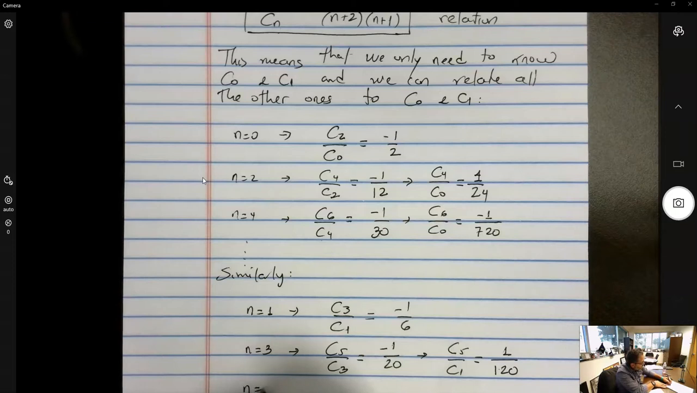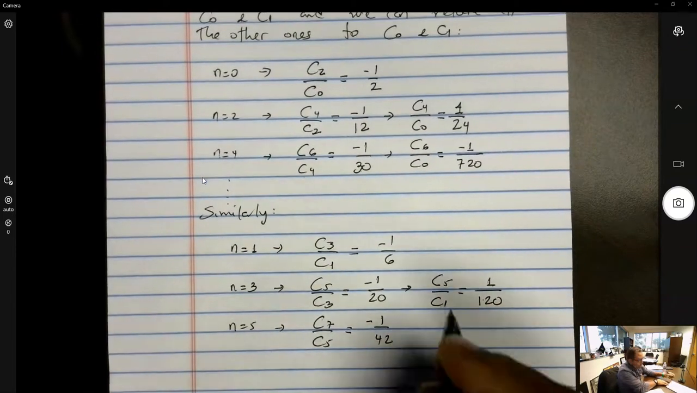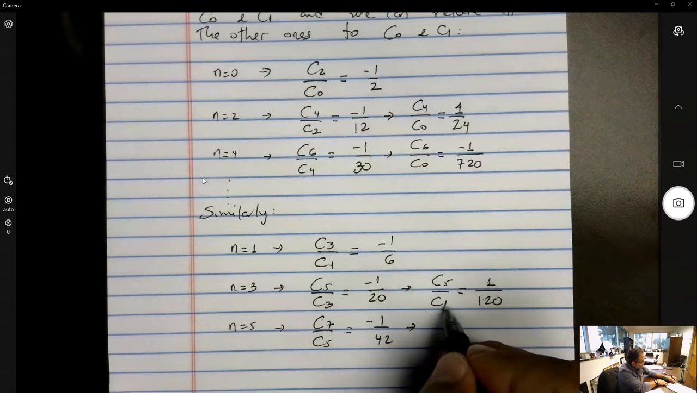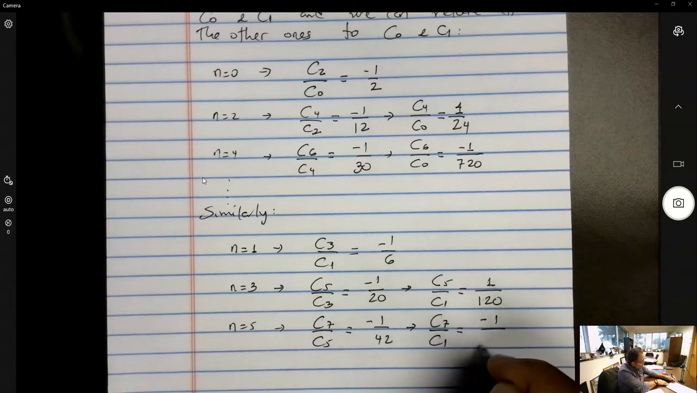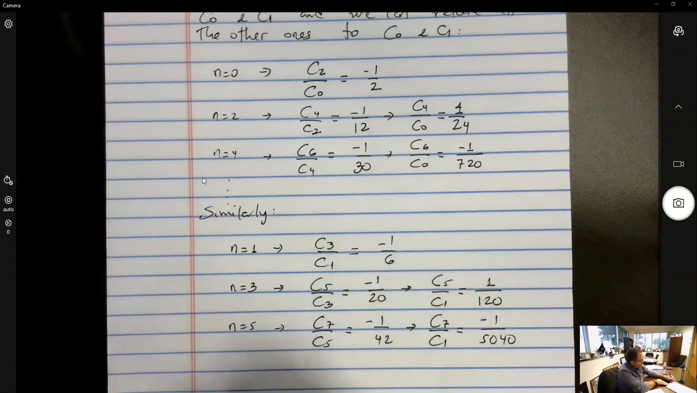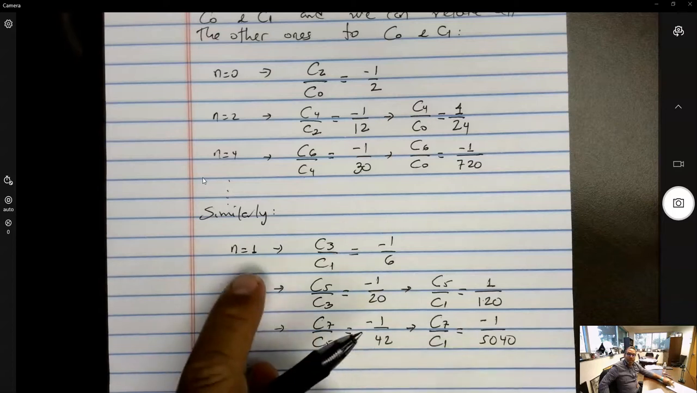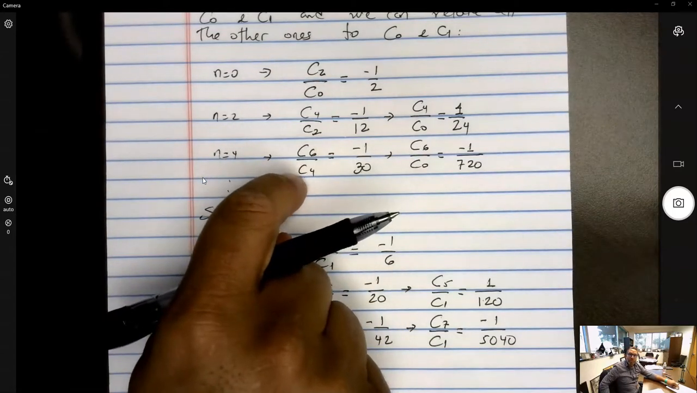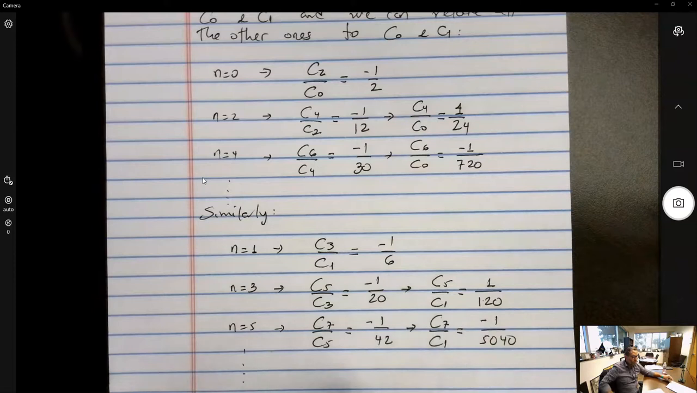And I can continue to n equal 5, so C7 divided by C5 is equal to minus 1 over 42. And then I can replace C5 with this relationship with C1, so then C7 over C1 is equal to negative 1 over 5040. And so on and so forth. So I can do all infinite number of them, and you can see that they all come back to C1. So all the even coefficients relate back to C0, and all the odd coefficients relate back to C1. So that's precisely what we're looking for.